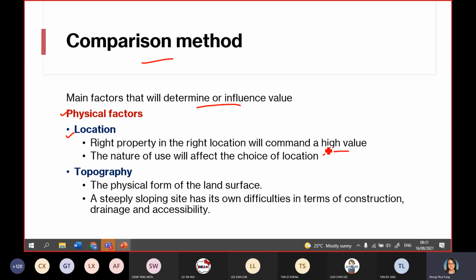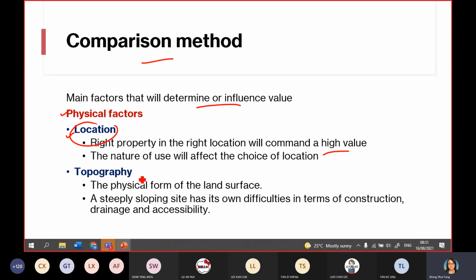So as I mentioned at the beginning, East Malaysia versus West Malaysia property, they are different. Although same type, same size, same arrangement, same shape, but because of the location factor, their selling price can be very, very different. So that is the first reason why your value is different, because of location factor.